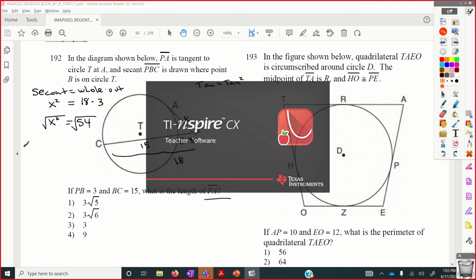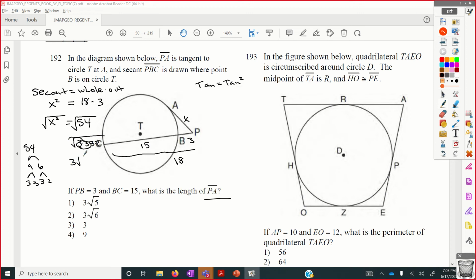But if you break down 54, it's 9 times 6. 6 breaks down into 3 and 2. 9 breaks down to 3 and 3. So this radical becomes 3 times 3 times 3 times 2. We pull out a pair of 3s, which is 3 outside, and then 3 times 2 is 6 inside. So that is going to be our answer.